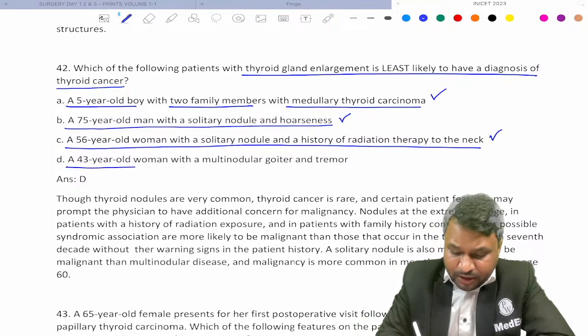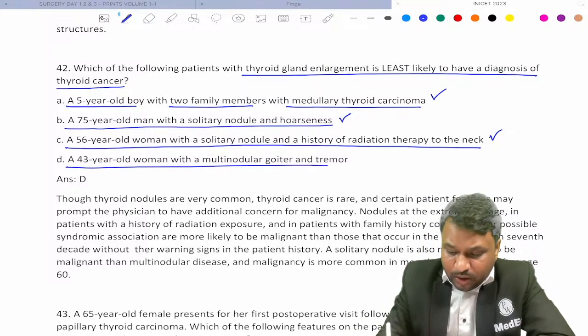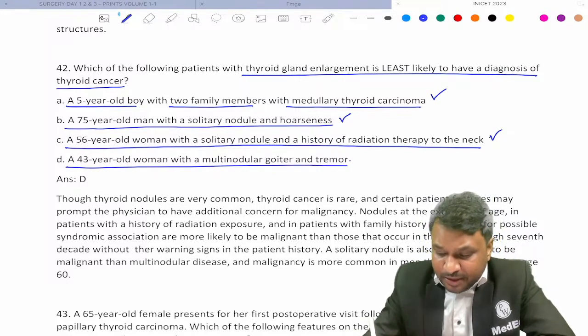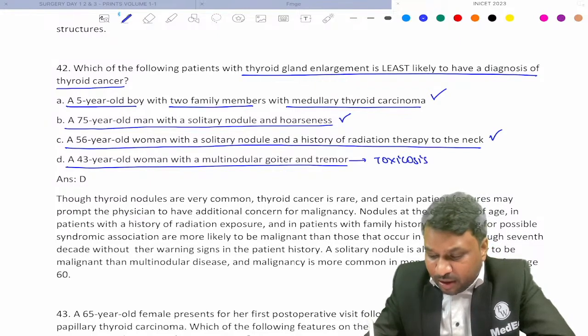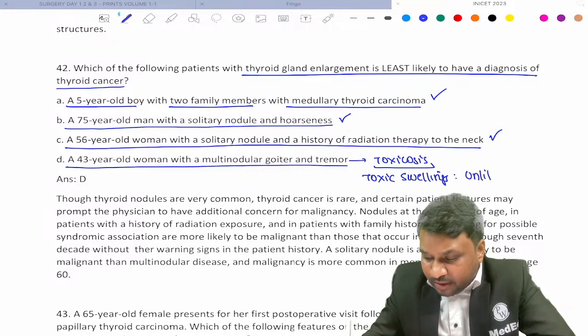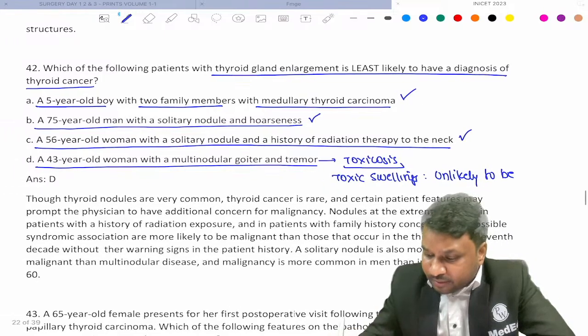I have a 43-year-old woman with multinodular goiter and tremor. If there is presence of tremor, it indicates a toxicosis. And remember a golden rule: toxic swellings are unlikely to be malignant.